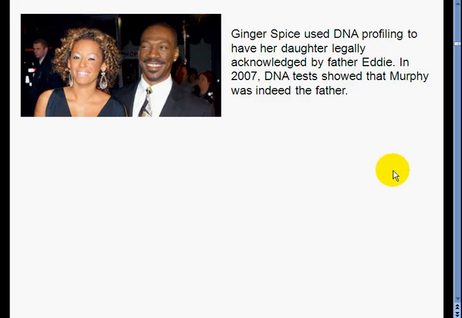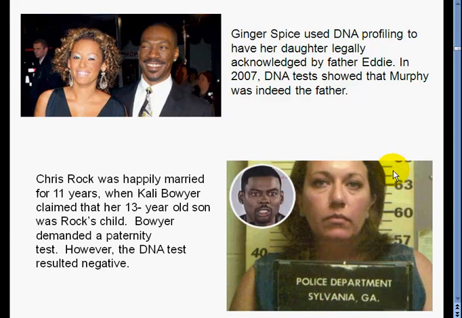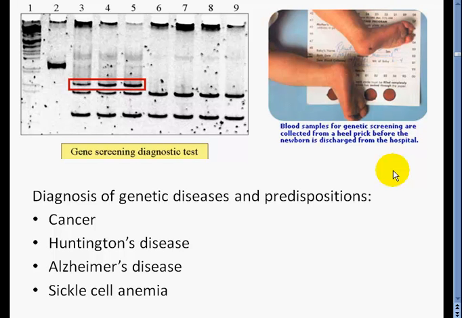In the case of paternity issues, DNA profiling can be used to prove who is actually the biological father. And we can also use DNA profiling to diagnose genetic diseases. For example, we can see if people have a predisposition towards cancer, if they're going to develop Huntington's disease, Alzheimer's disease, sickle cell anemia, amongst others, by comparing DNA.